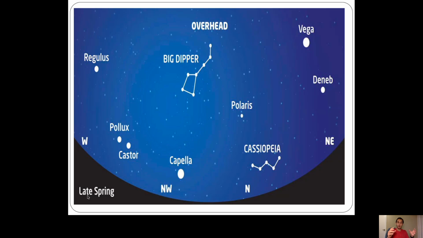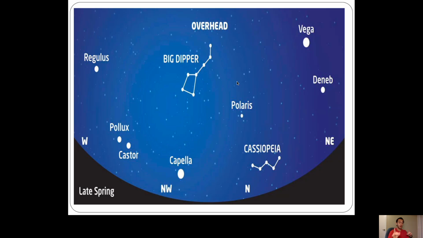And so the stars that we see in the night sky give us some indication of what season it is. Here it says when we look up at the sky in late spring, these are the stars that we see. In the summer, we'll see slightly different stars. In the fall, in autumn, we'll see different stars in the sky when we look up.